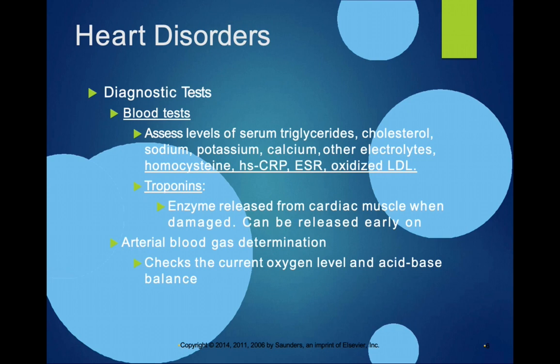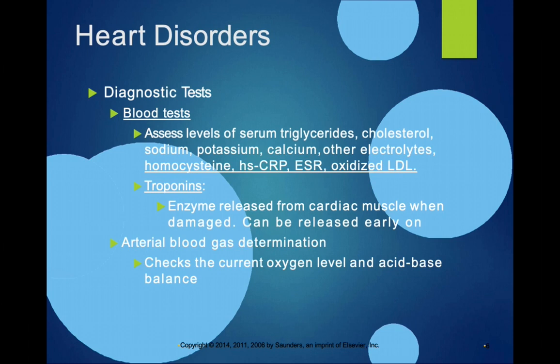Sodium can be checked. We know that there are people who are sodium sensitive. If they have too much sodium and they hold on to too much water, their blood pressure could go up. Potassium is like the anti-sodium. So we want to check sodium and potassium together.